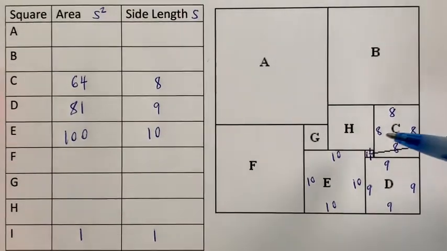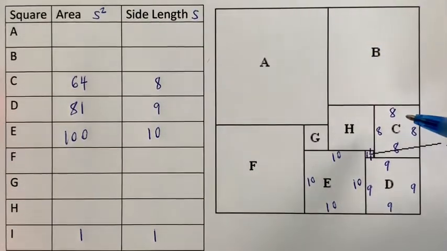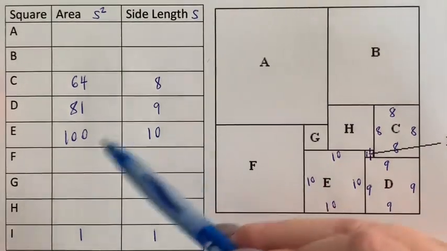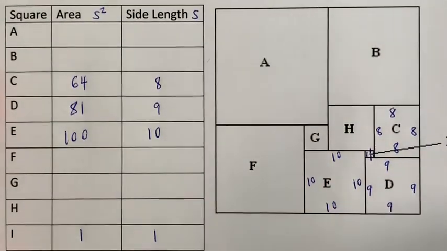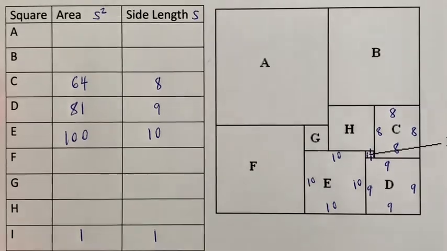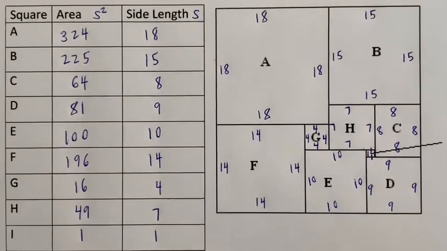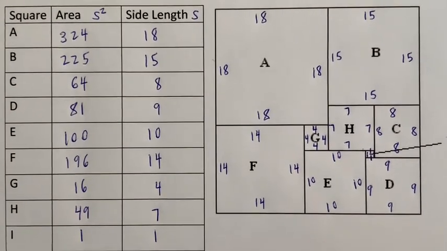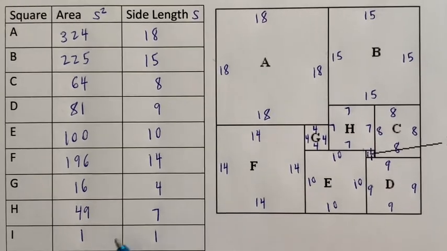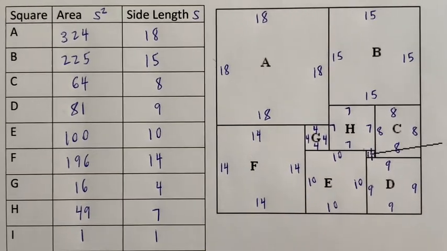So you're going to reason through this figure and try to come up with the side lengths in order to find their areas. So go ahead, pause the video and see what you come up with. All right, here's what I came up with. So I'll give you a moment to look at my table and look at my side lengths and their corresponding areas.